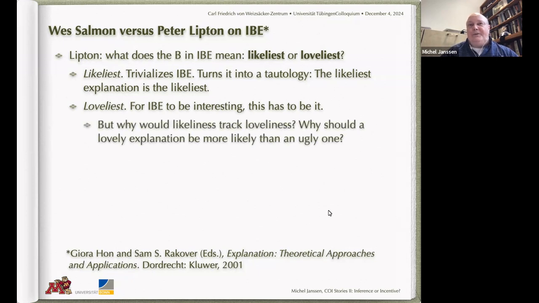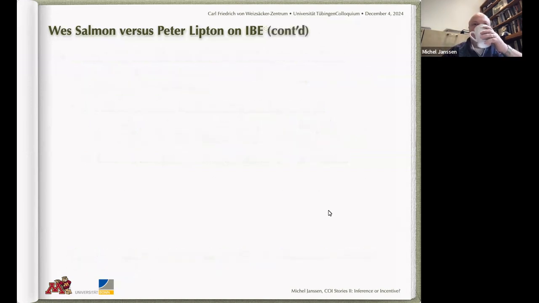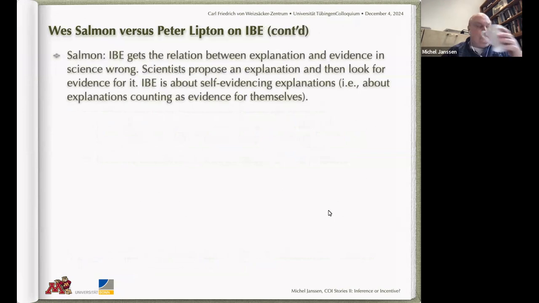And then Wes Salmon says, why should that be so? Why should likeliness track loveliness? Why should a lovely explanation be more likely than an ugly one? Science is not crime fiction, right? Of course, in crime fiction, think about Sherlock Holmes, this is very true, but why should it be true in science? As Salmon points out, IBE just gets the relation between explanation and evidence in science wrong.